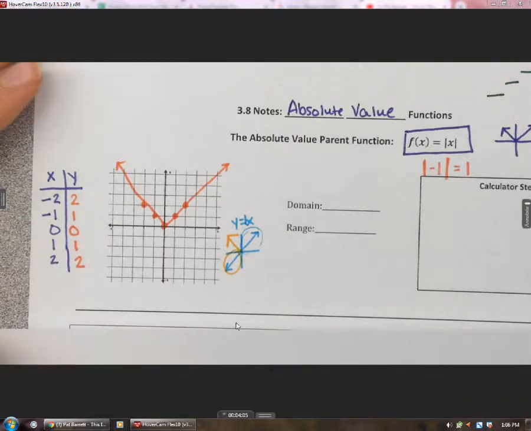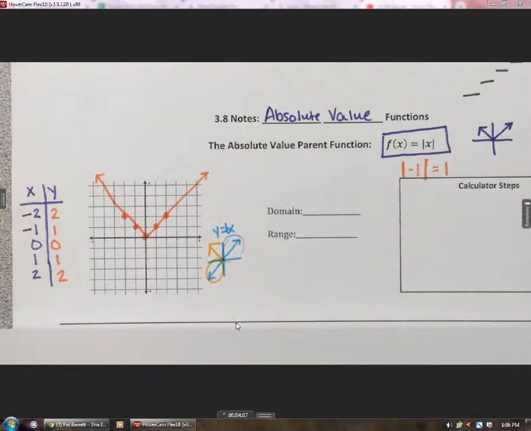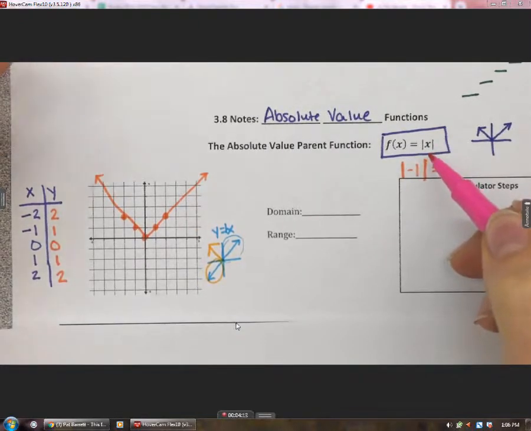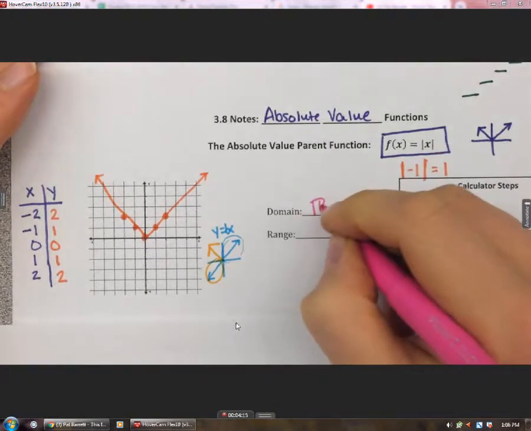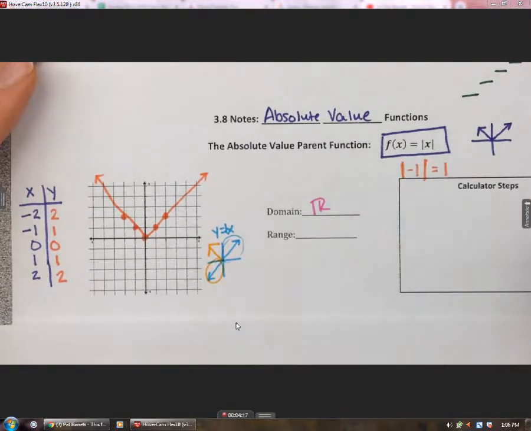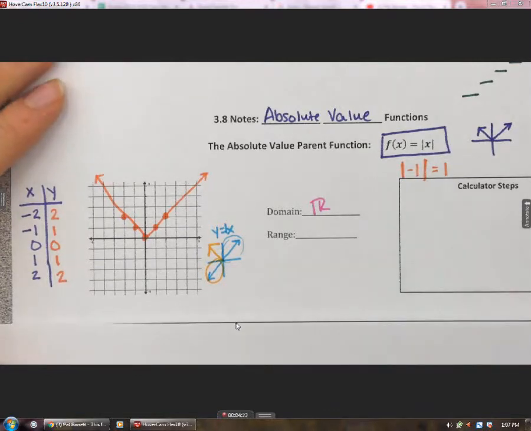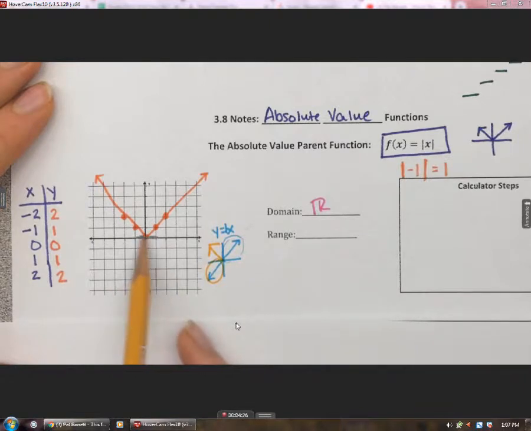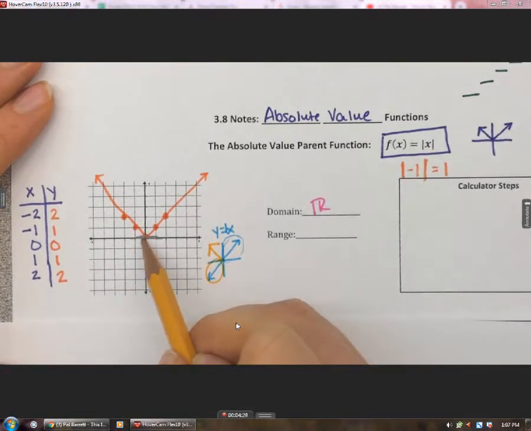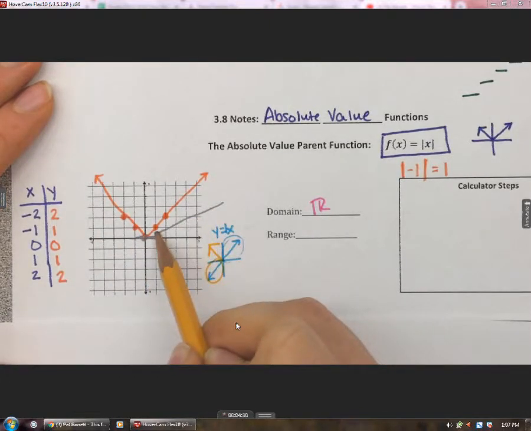So the domain and range, domain of this graph. Domain is talking about x values. Can I plug in anything I want for x? Negatives, decimals, anything? Yes. It's going to be all real numbers. The range, though, we have to think like we did yesterday. I'm going to find this vertex of my graph. That's this point right here. We call that point the vertex.